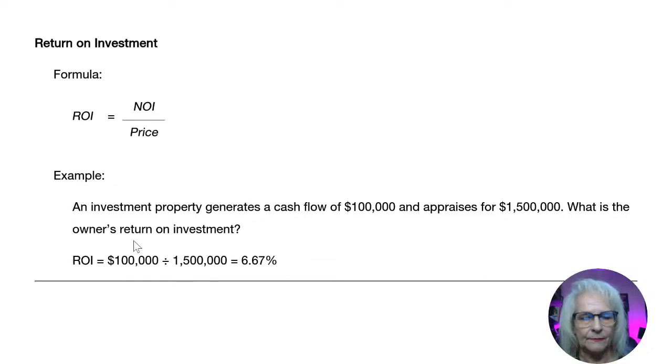6.67%. So when you divide a small number by a larger number, you're going to get a real small number. Okay, remember that. When there's a small number on top and a large number on the bottom, you're going to get a small result. So 6.67% is their return on investment for that property that appraises for 1.5 million and they have $100,000 coming in.